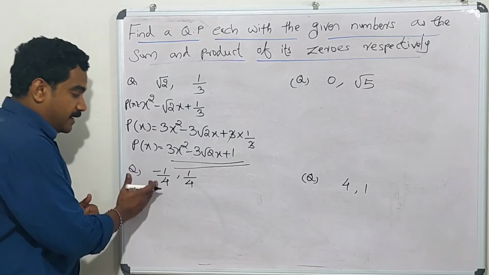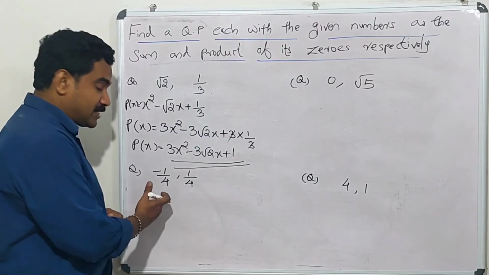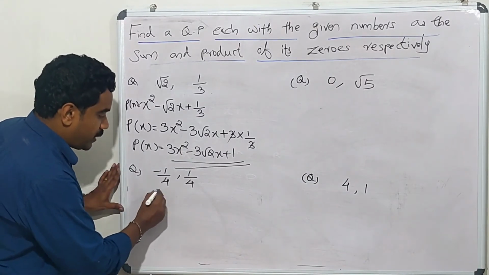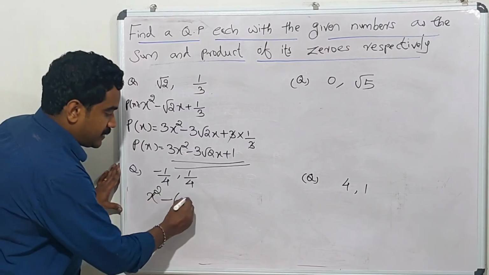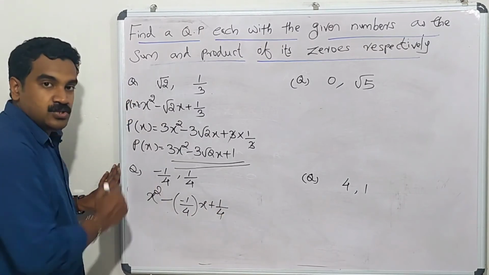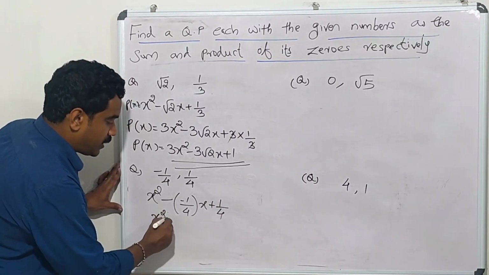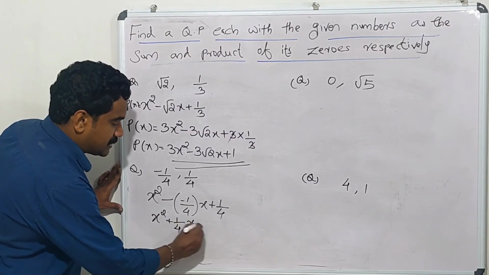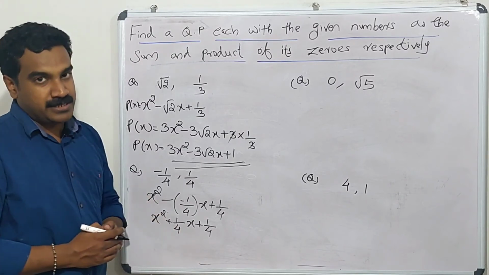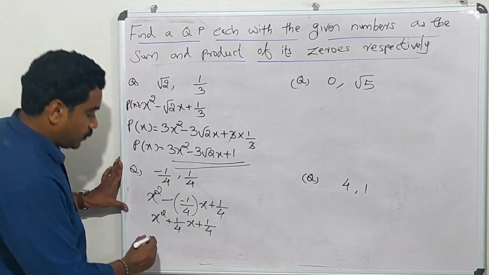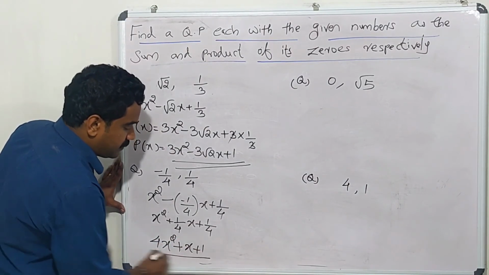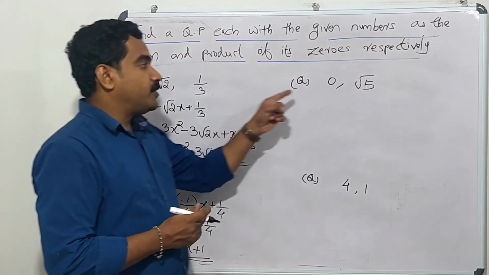Look the next question. Negative 1 by 4 and positive 1 by 4. What is negative 1 by 4? Sum of the zeros. Positive 1 by 4 is product of the zeros. So it is x square minus, negative 1 by 4 x plus product is 1 by 4. Negative become together positive. So it's x square plus 1 by 4 x plus 1 by 4. Now what is the fraction? 1 by 4. What is the denominator? 4. So throughout to multiply with 4, you will get 4x square plus x plus 1. This is the answer. Okay. Moving to the next question.